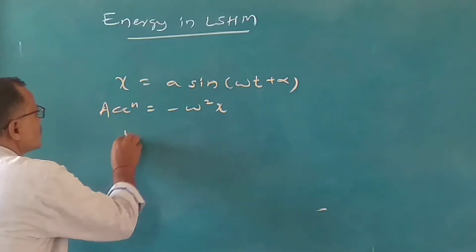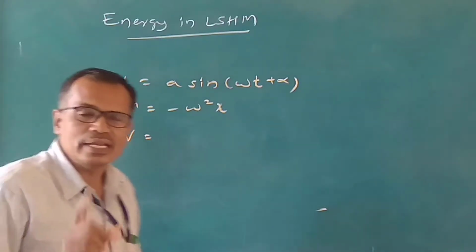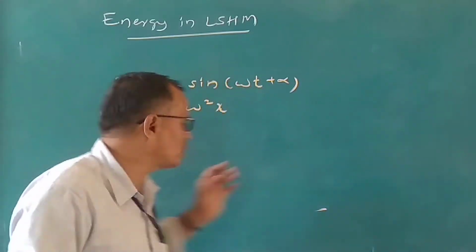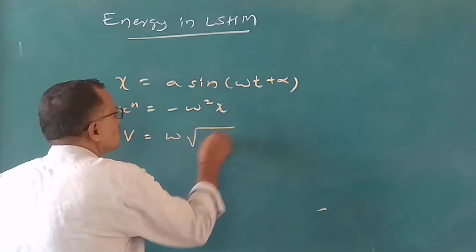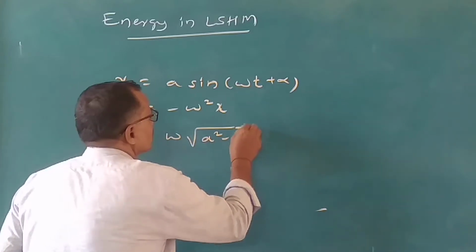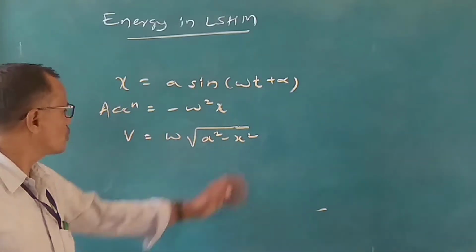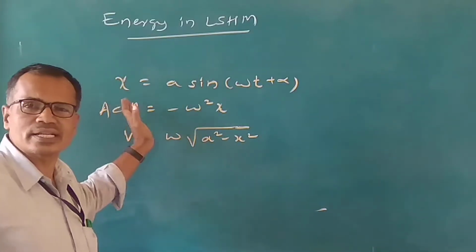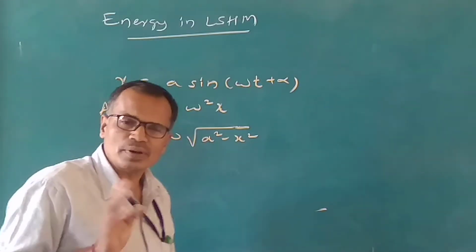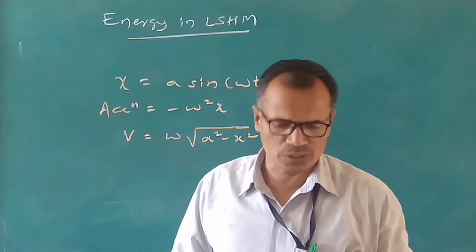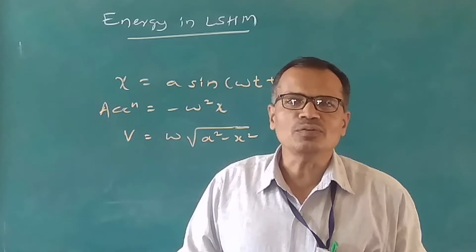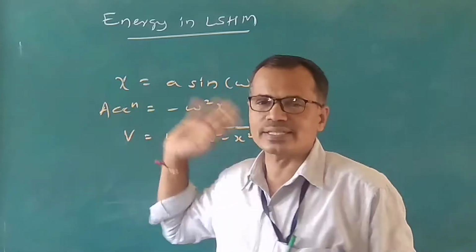And the velocity of the particle performing linear simple harmonic motion is v equal to omega root a square minus x square. Now these are the values of the displacement, acceleration, and velocity for a particle performing linear simple harmonic motion. Now we have to discuss the energy in SHM.